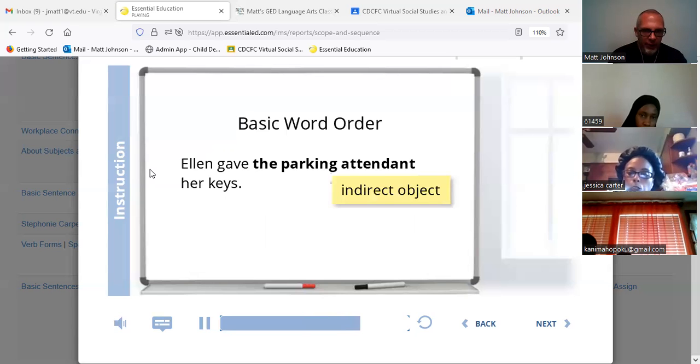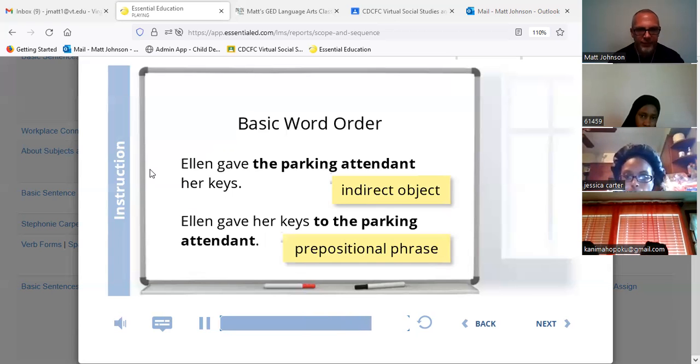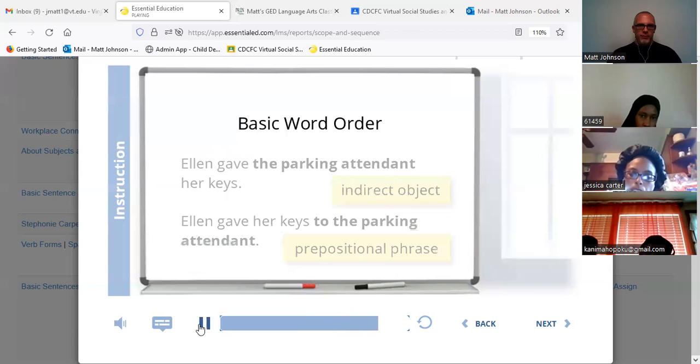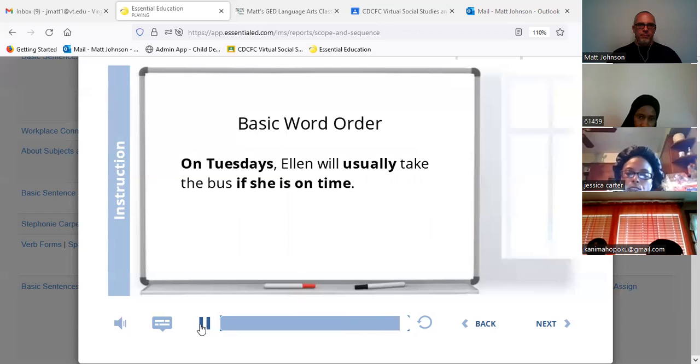You could say this a little differently using the word to. Then, the parking attendant becomes to the parking attendant, a prepositional phrase. That would go at the end of the sentence. Ellen gave her keys to the parking attendant. Other words and phrases that describe when, where, how, or why the action happened can go before the subject, at the end of the sentence, or with adverbs like usually, very, or always in the middle of the verb. On Tuesdays, Ellen will usually take the bus if she's on time.